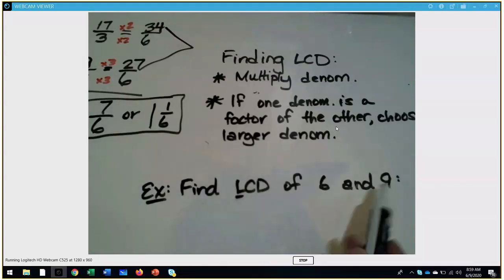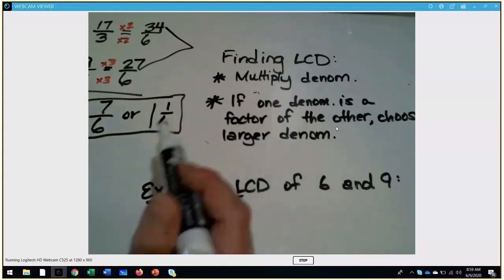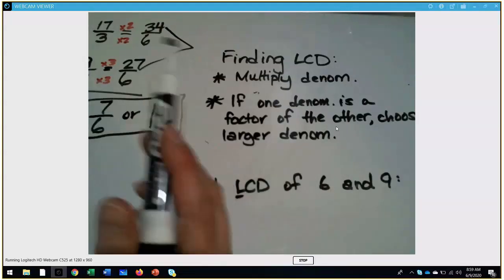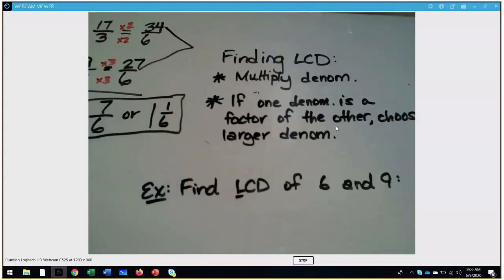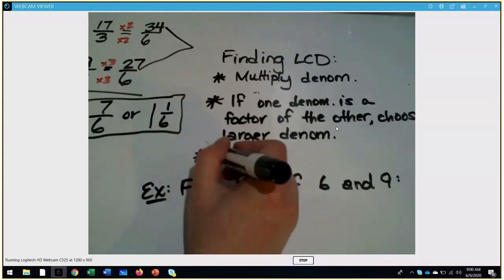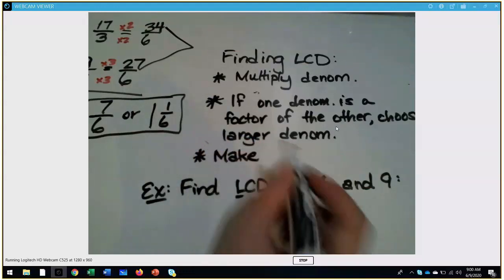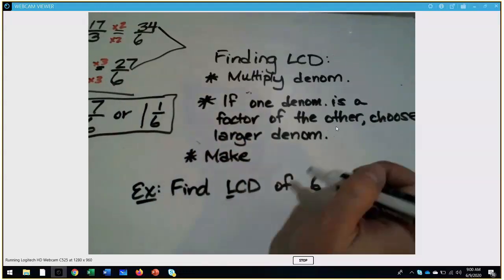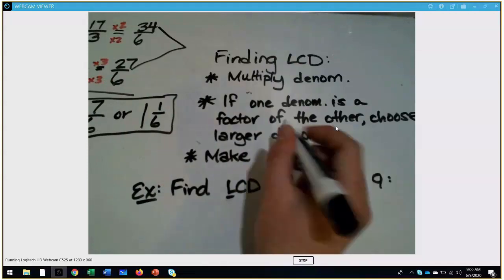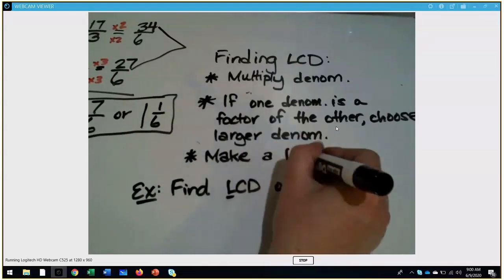6 times 9 is 54, and it would work. However, there's one that's much, much smaller than that, which makes your work a lot easier. Instead of using 54, we could use something very small, and that'll make the work in the problem a lot easier. So here's another thing you can do. This is the third thing. There's actually more than this, but I'm not gonna give you every single thing that is possible. Just make a list of multiples.